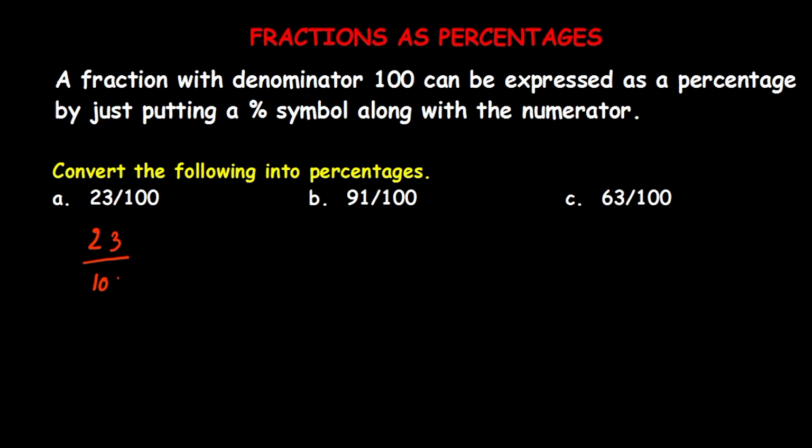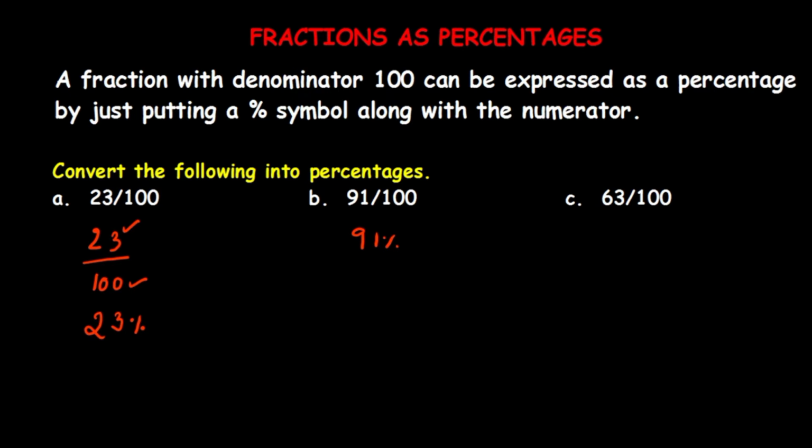So what is the numerator in this? 23 is the numerator and 100 is the denominator. So this 23 by 100, how can we convert into percent? Simply write the numerator 23 and put the percentage symbol, that is 23%. Similarly, can you say what is the next one? 91 by 100. Yes, it is 91% because percent means per every 100.